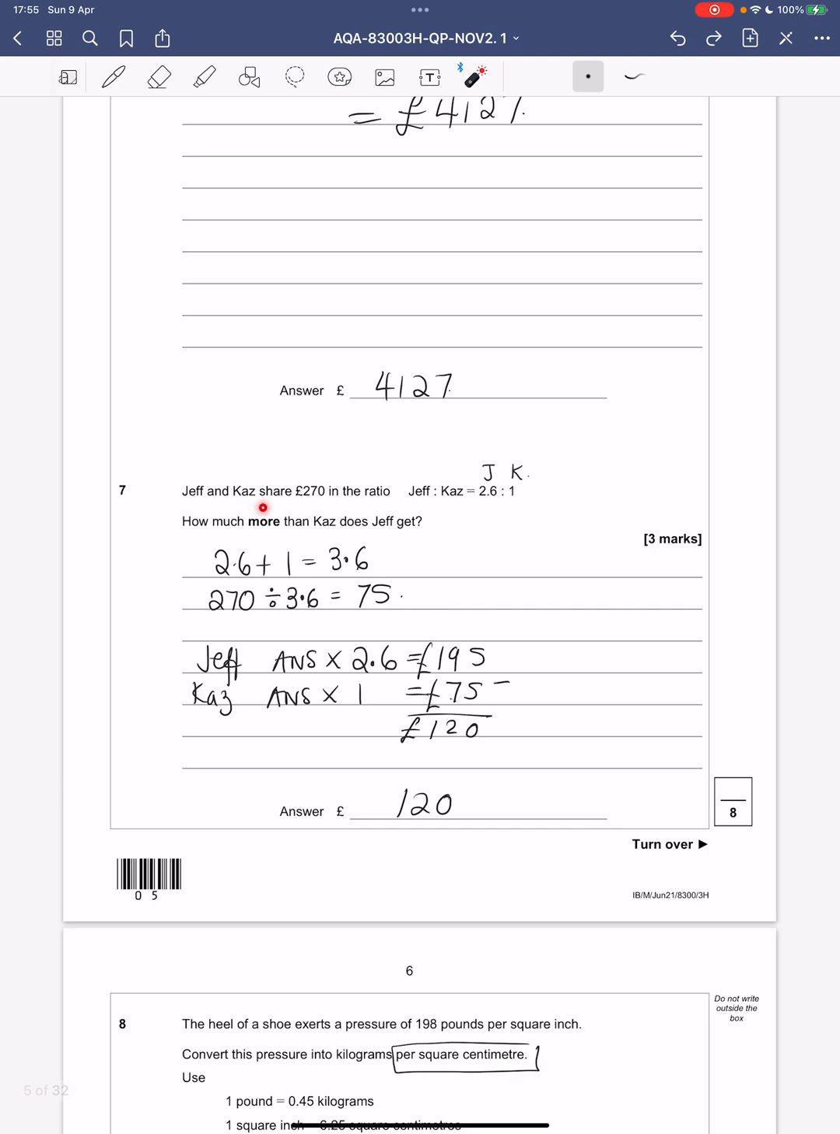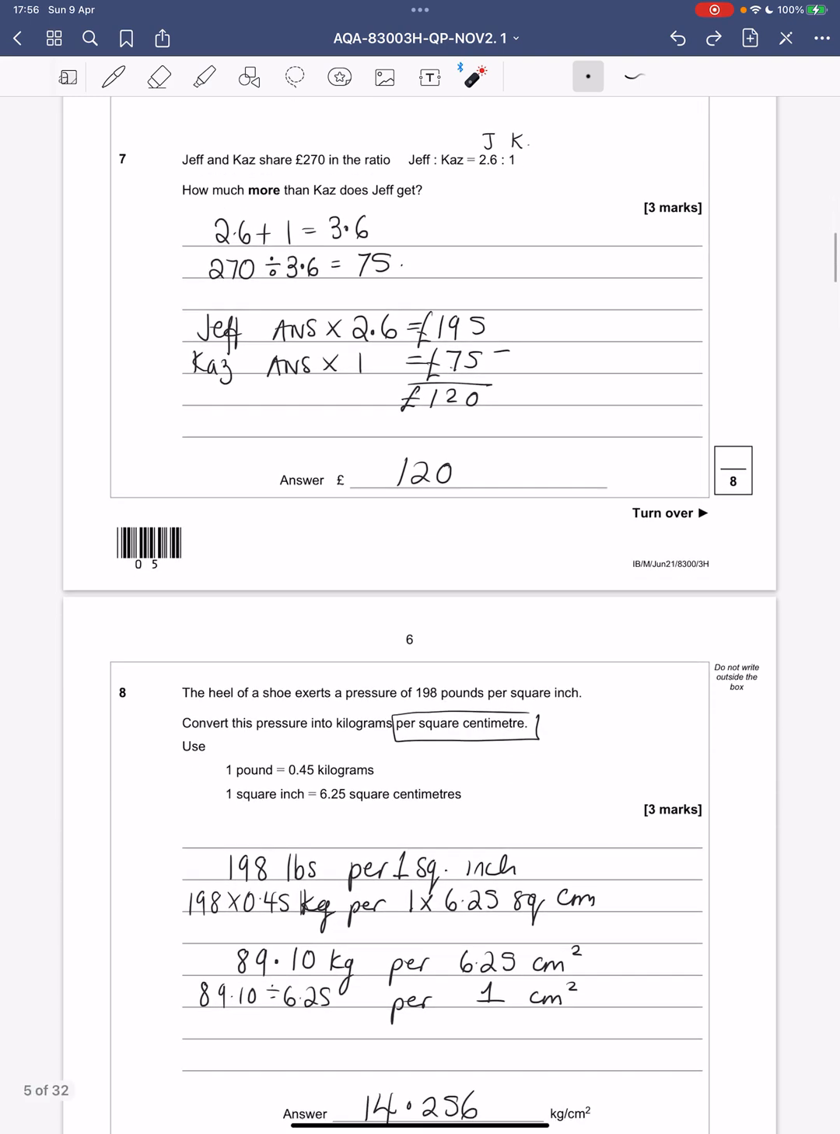Number 7, Jeff and Kaz, called them J and K, share 270 in the ratio 2.6 to 1. How much more than Kaz does Jeff get? So we add the two together, adds up to 3.6. 270 divided by 3.6 is 75, so it's £75 per share. So Jeff gets 75 times 2.6, £195. Kaz gets 1 times 75, which is 75. So Jeff gets 120 more than Kaz.